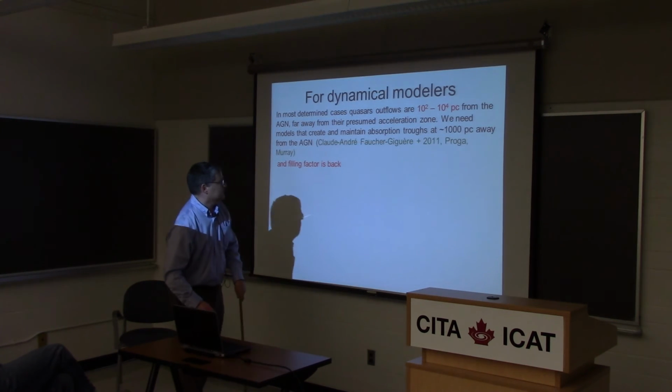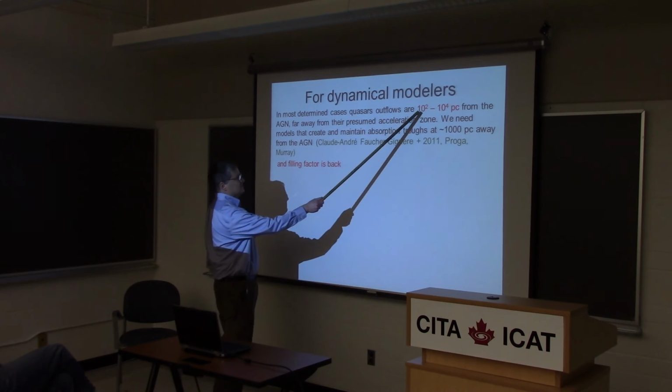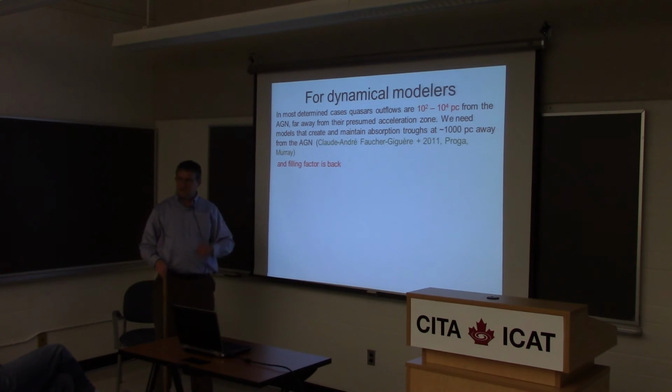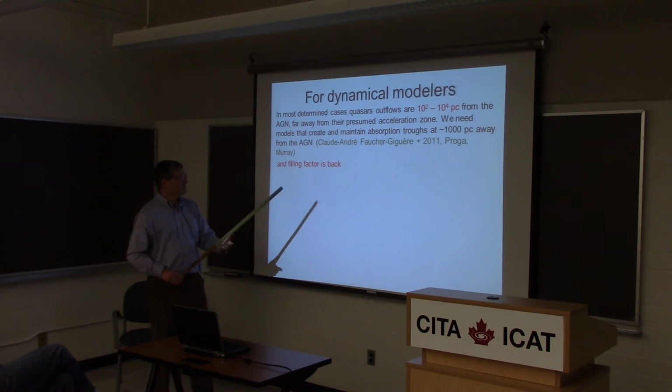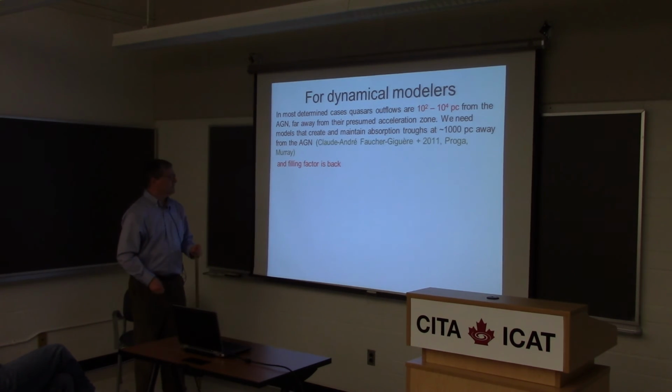Okay. As we said, for dynamical models, we see many of these cases where the outflow is 10 to the 2 to 10 to the 4 parsecs, very, very far away from the AGN. So we need to start thinking about models. How do we create the outflow that we see at these distances? Because they might start from the accretion disk, but the observed phenomena is happening much further away. So a physical explanation of that would be good. And again, I quote Claude André's paper for that.